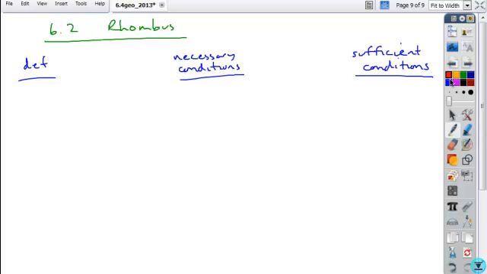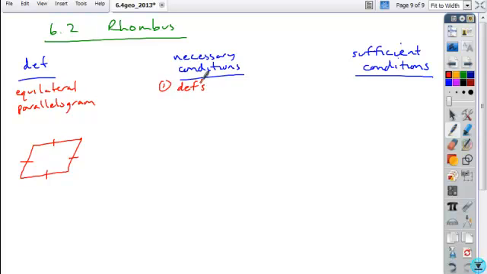and sufficient conditions. Okay, so by definition, a rhombus is an equilateral parallelogram. So here you're looking at all four sides are equal, and it's a parallelogram. So as far as the necessary conditions go, all the properties that are embedded within the definition itself are going to be true.